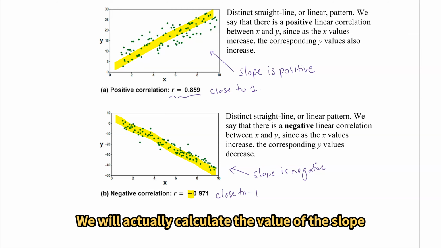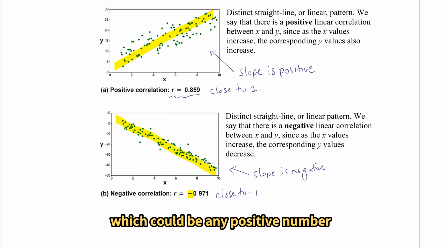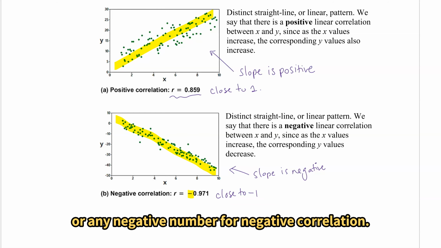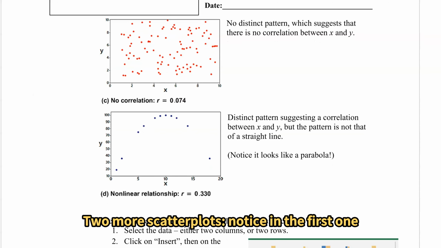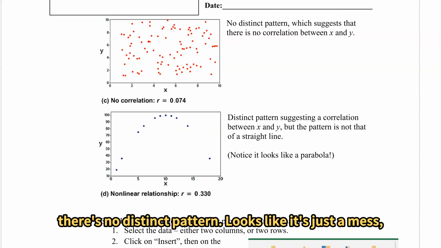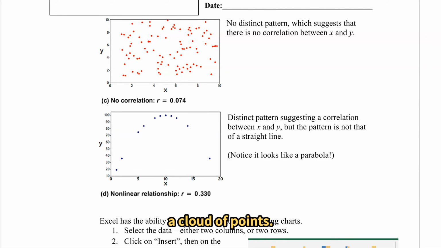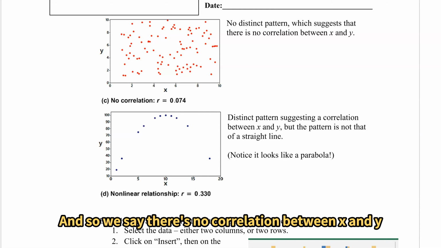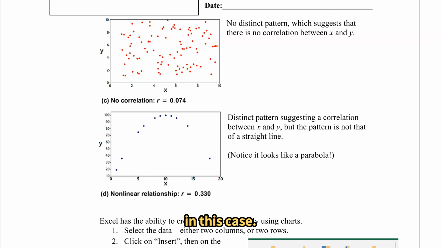We will actually calculate the value of the slope, which could be any positive number for a positive correlation or any negative number for a negative correlation. Two more scatter plots. Notice in the first one there's no distinct pattern. It looks like it's just a mess, a cloud of points. And so we say there's no correlation between x and y in this case.